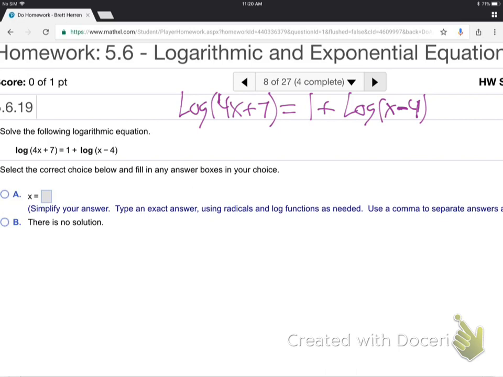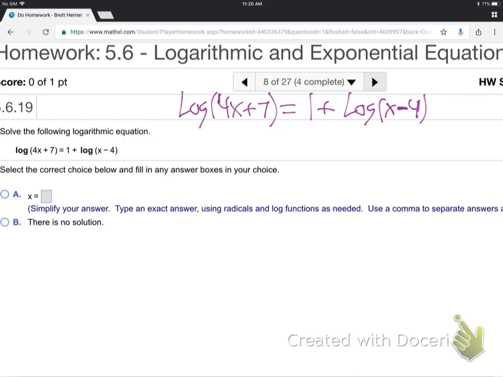Feel free to compare. See if you're getting the same thing as those around you. Yeah, and then put 10 over 1 and cross multiply. Once you get rid of the logs, you put that 10 over 1 and you cross multiply.